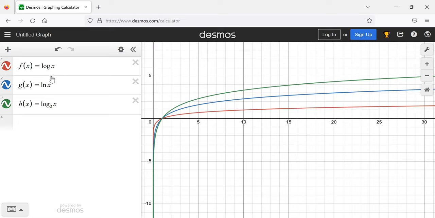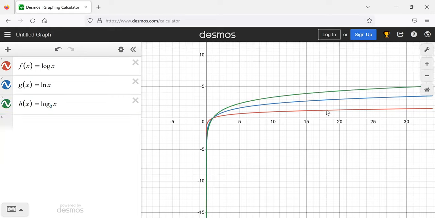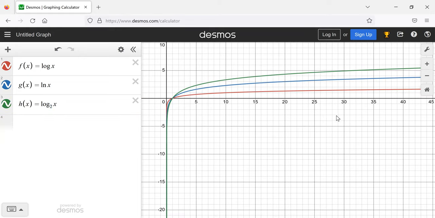In reality though, the log base 10, the log base e, and the log base 2 are the only bases that get used frequently. So I don't see a lot of point in looking at the log base 0.1 if nobody's ever going to use that in any applications you're going to see. So for our purposes, logarithms look like this.